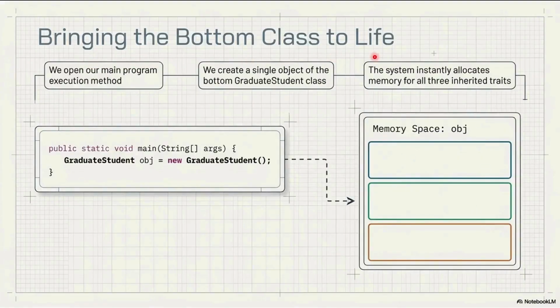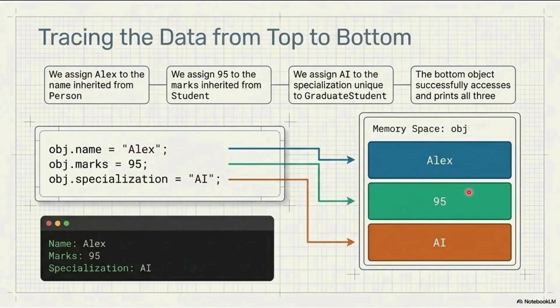Bringing the bottom class to life, we open our main program execution method. We create a single object of the bottom class, that is graduate student. And what is going to happen in the memory? The system instantly allocates memory for all three inherited traits. In the memory, there will be the name, the marks, and the specialization. So all three variables will be there in the memory when we create an object of class graduate student, which is the bottom class.